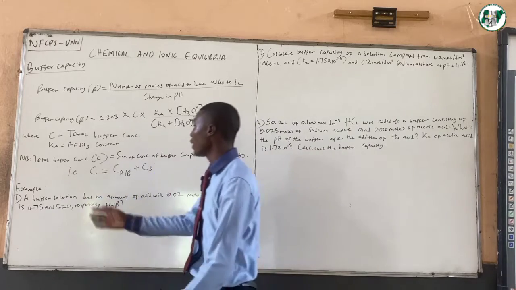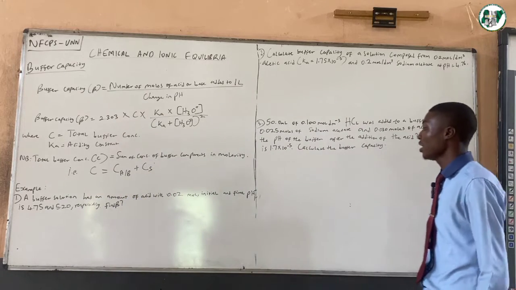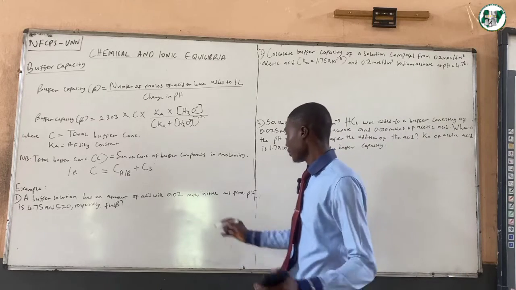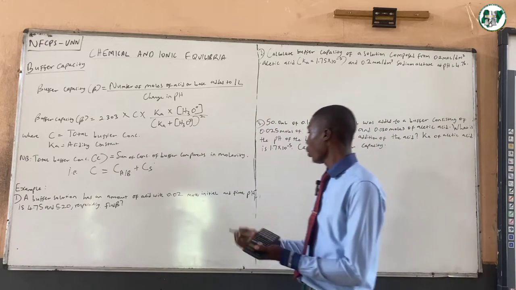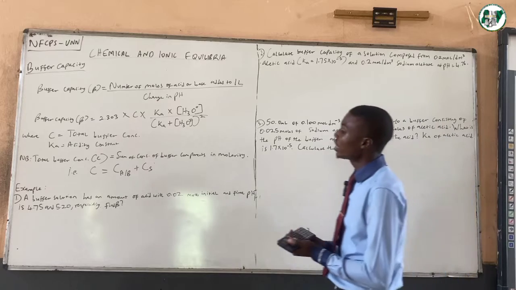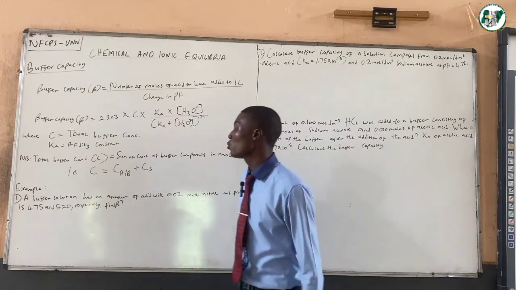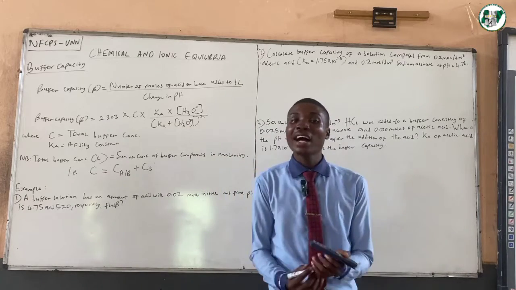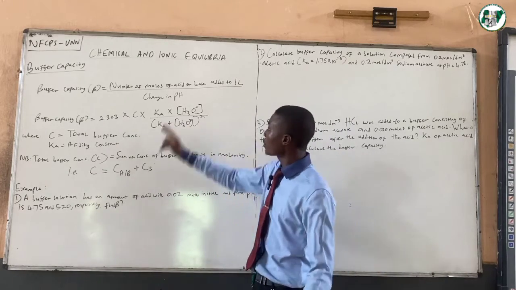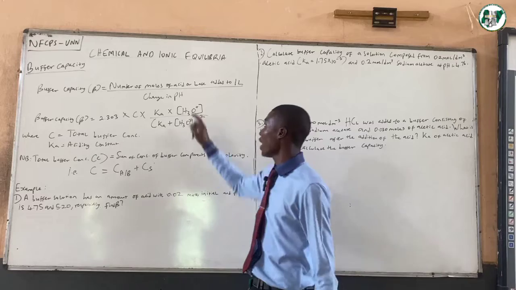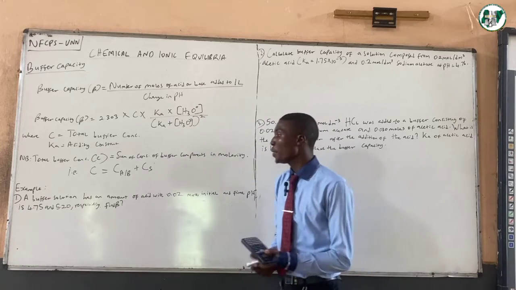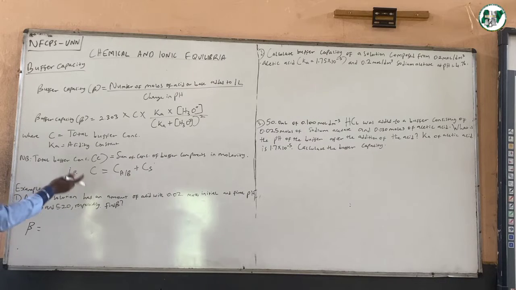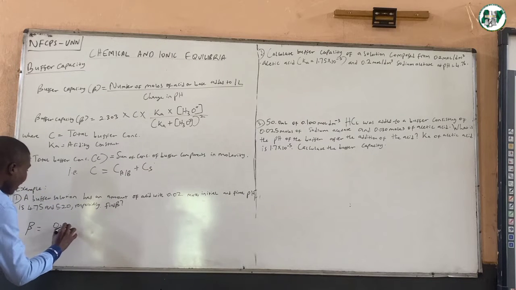So we have a buffer solution with an amount of acid of 0.02 mole. Initial and final pH is 4.75 and 5.20 respectively. The question says find beta. Beta simply means buffer capacity. So which formula are we going to use? We are going to use the first formula because we already have the amount of acid, and then we have the change in pH. So our buffer capacity, beta, is equal to the number of moles of acid, which is 0.02.